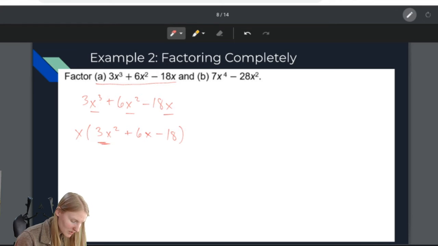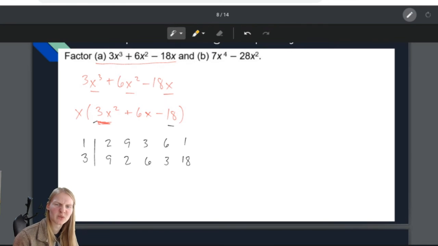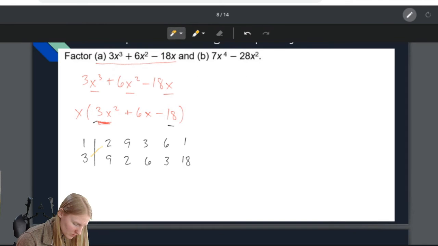Next, I notice that I have a quadratic with a number in front of x squared. So I'm going to do the factors of 3 on this side and the factors of 18 on this side. So what we have is 2 and 9, 3 and 6, and I guess we have 1 and 18 too, but 18's a really big number. I don't think that one's going to work. Alright, now let's check it out. 3 times 2 is 6. 1 times 9 is 9. Nope, those don't add to give me 6.